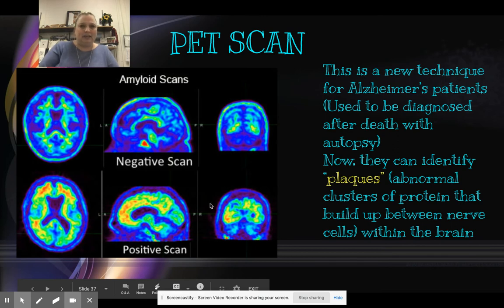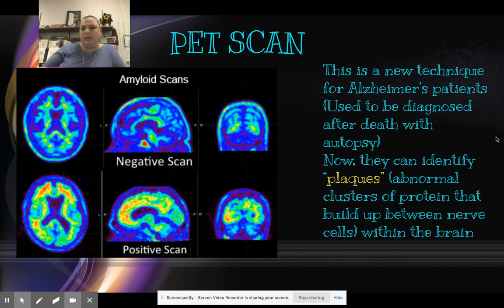This is a PET scan here. This is actually a brand new technique, and they're using it for Alzheimer's patients. It used to be that you really couldn't be diagnosed with Alzheimer's until after they died, and then they did an autopsy, and they would go into the brain and cut into the brain, and they would find this. But now they're finding that a PET scan will do that job. They can identify what they call plaques. I had to look it up, which is basically an abnormal cluster of protein that is building up between the nerve cells. So when the nerves fire, there's something in the middle. So the nerves are not getting to that next place, which is why they're forgetting things, because the neurons are not connecting and not going to that synapse like they should. And that's what's happening here.